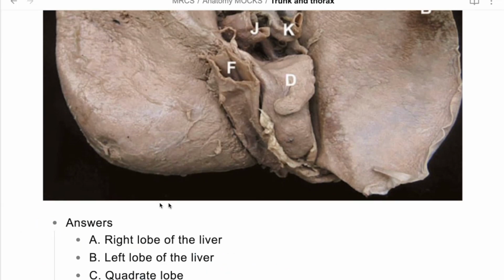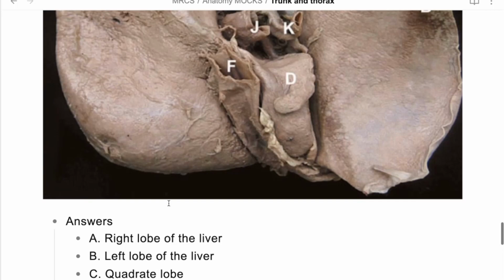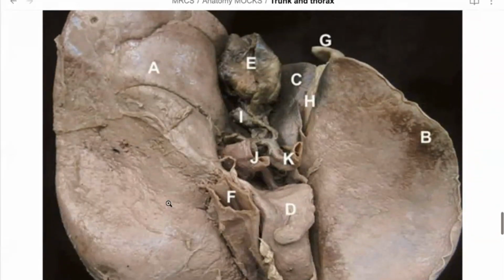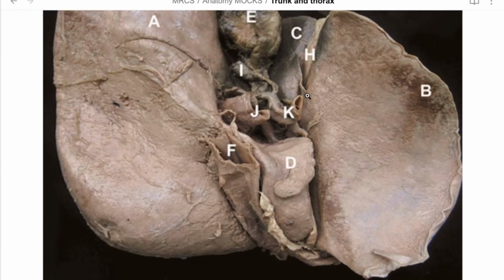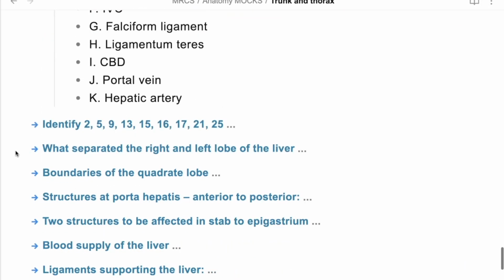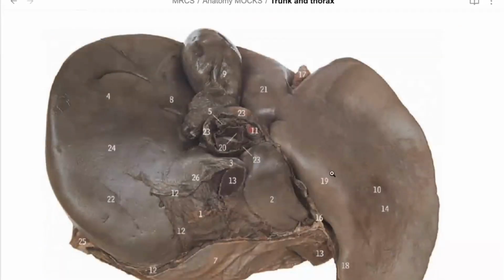That's very, very good. So I think you said everything correctly, apart from you confused the caudate and quadrate lobe. So I think this is quadrate lobe D and caudate lobe C, but otherwise you covered everything very well. All right. So I think this is a very similar image. We're not going to go through it. It's literally the same thing.